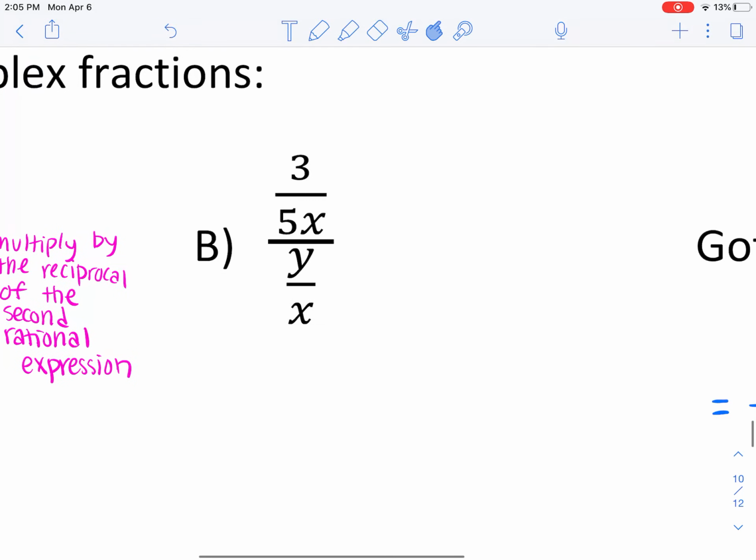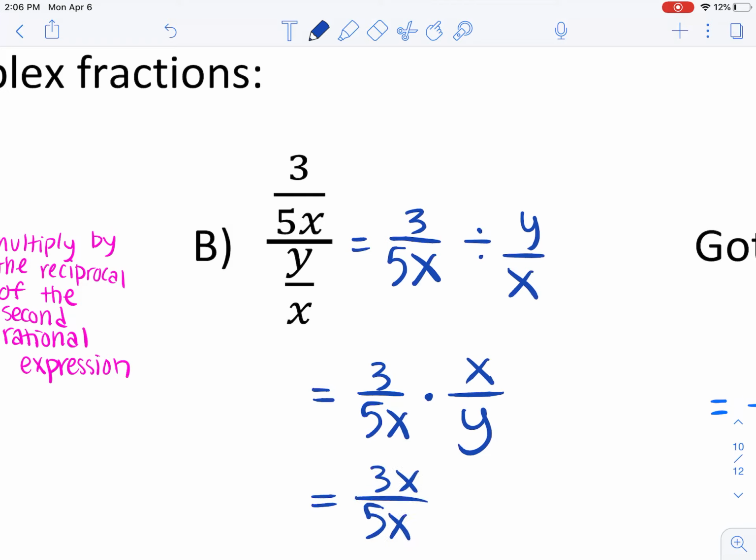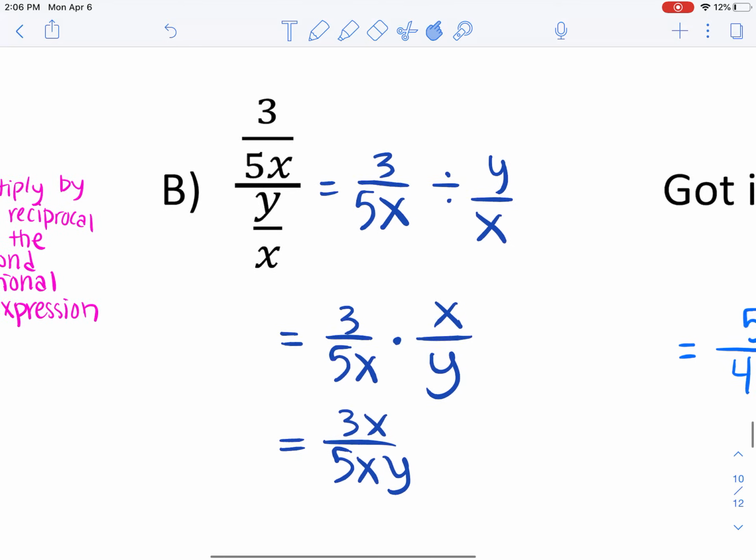Let's look at one more. We have 3 over 5x all over y over x. Again, we can think of this as a division problem. 3 over 5x divided by y over x. Just like in elementary school, like we just talked about, instead of thinking of it as division, we can think of it as multiplying by the reciprocal. So it's 3 over 5x times x over y. If we multiply across, we get 3x over 5xy.